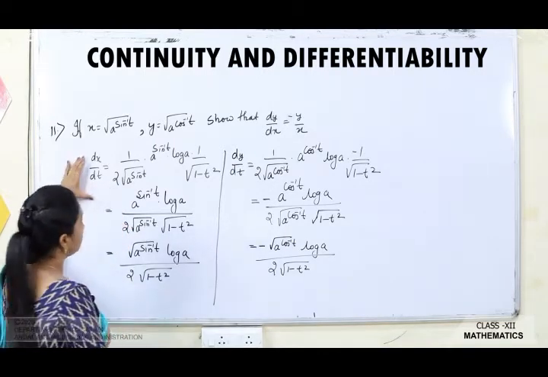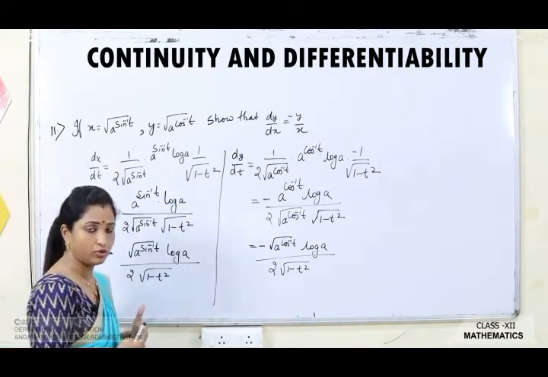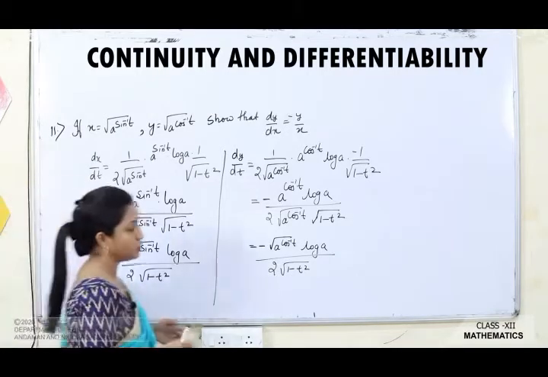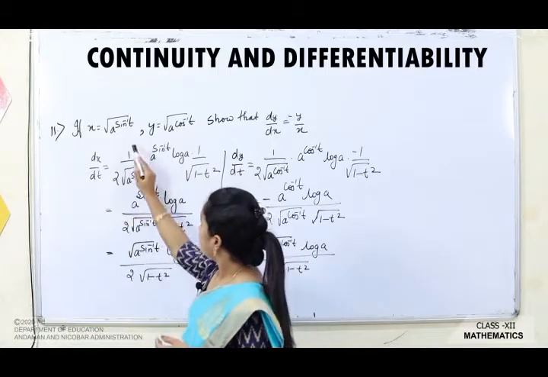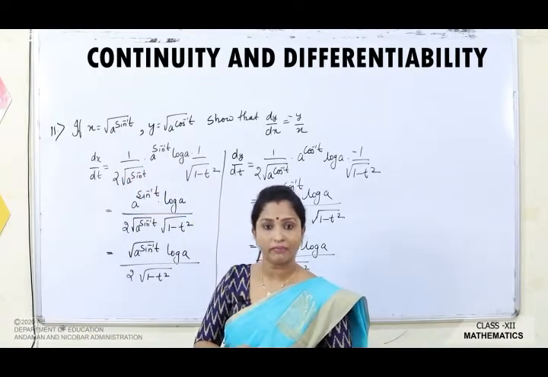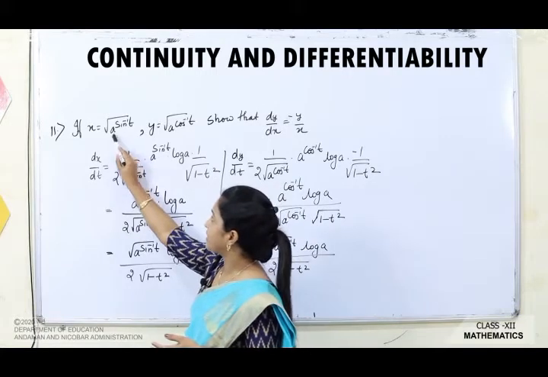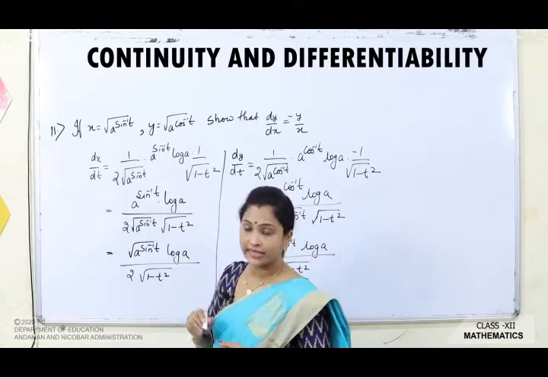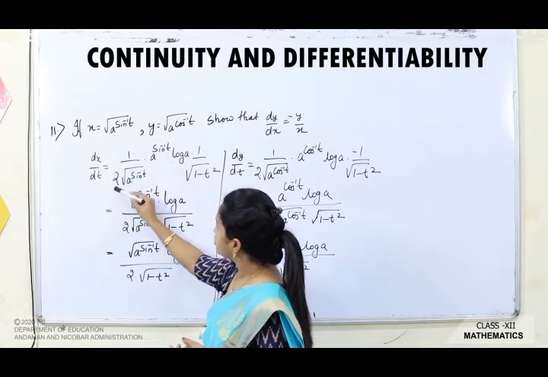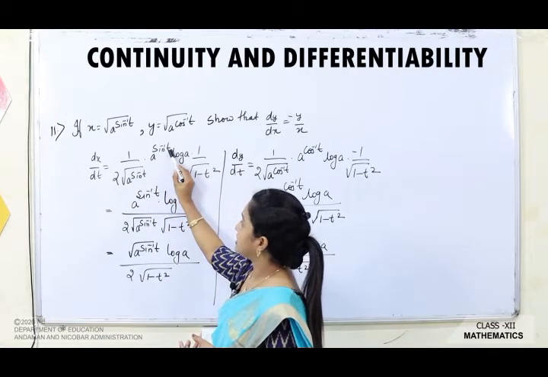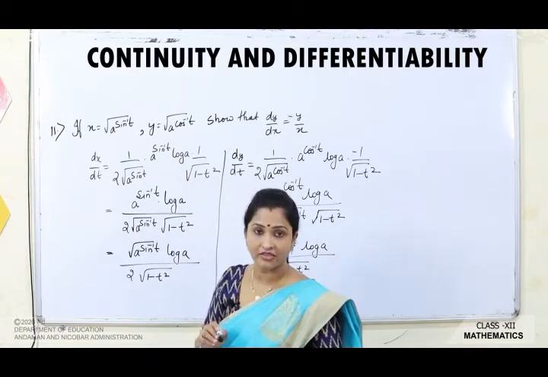Okay. So again you have to apply the same method I told you, you have to separately differentiate. So dx by dt is equal to, you can see here, what is the derivative of root x? The derivative of root x is 1 by 2 root x, but in place of x you have a to the power sin inverse t. So what you will do, 1 by 2 root x into the derivative of a to the power sin inverse t. What is the derivative of a to the power sin inverse t?